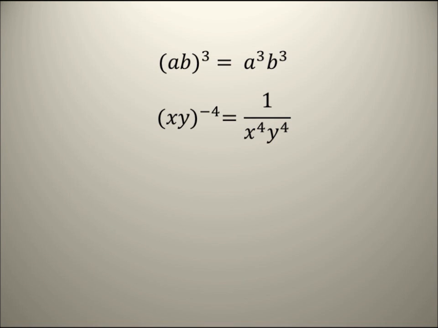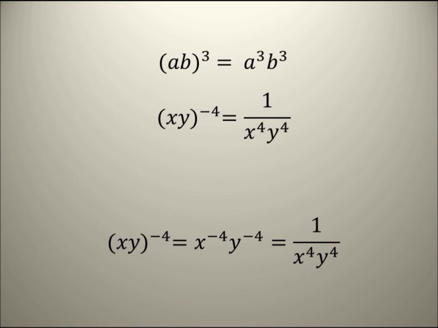Now you might be saying, well, why don't we get x to the power negative 4, y to the power negative 4? And the answer is, we do, but we've just taken it to its conclusion and put it in its best form. To illustrate this, here's a line which shows us going from (xy) all to the power minus 4 to x to the power minus 4, y to the power minus 4, and then using one of our indices laws, we just put it over 1 in order to make it positive, and we get 1 over x to the power 4, y to the power 4.